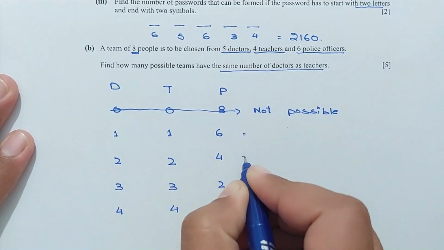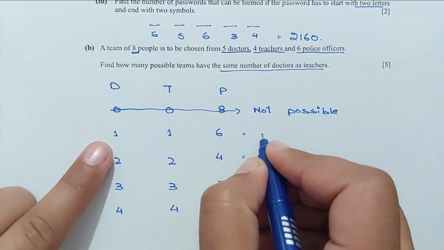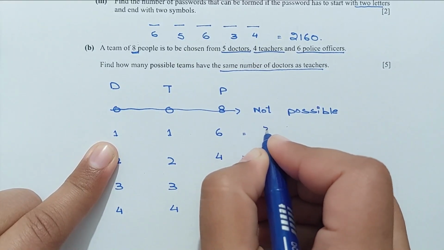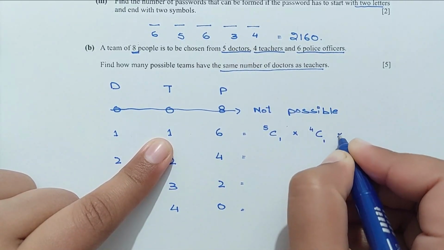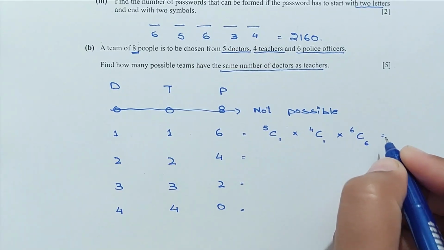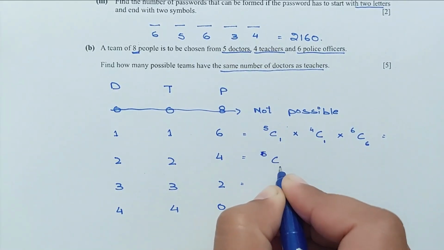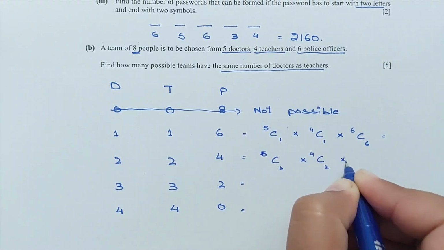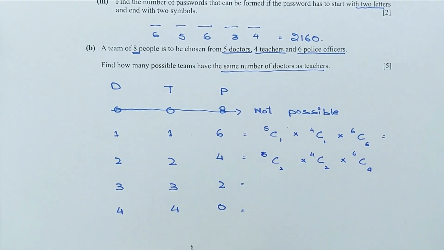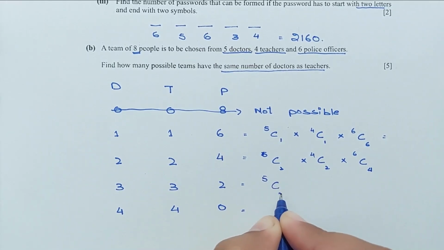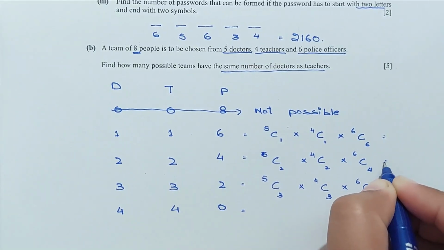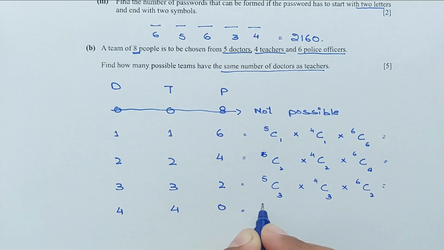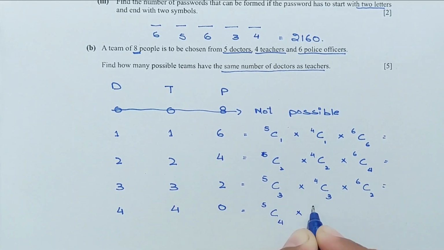Okay, so how can I write this? We have 5 doctors, so we can say 5C1 times, we have teachers 4C1 times 6C6. And here 5C2, 4C2, and 6C4. And 5C3, 4C3, and 6C2. And here we have 5C4 times 4C4 and 6C0.